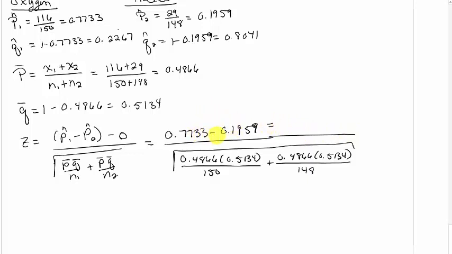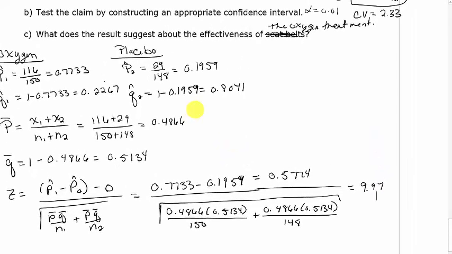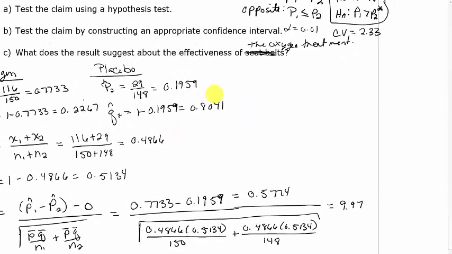You should write down your numerator. You're going to need that when you go to create your confidence interval. So that's 0.5774. And when you calculate this, you should get 9.97. If you're going to be doing this on your calculator, then you would get a p-value, and the p-value that you would get would be 1.04 e negative 23. So that would be approximately 0.